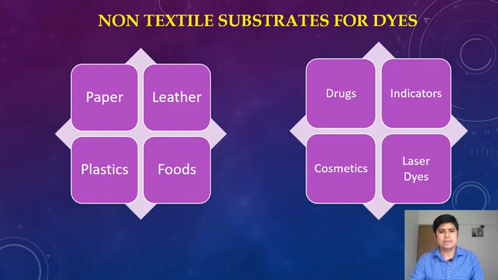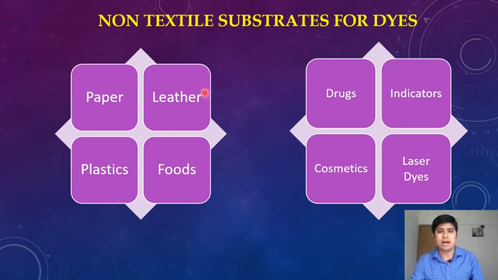Let us see the non-textile substrates for dyes. Which substrates are used as non-textile substrates for dyes? The first substrate is paper. On paper we have to do printing, which may be color printing or black and white printing. But black printing is also a dye.